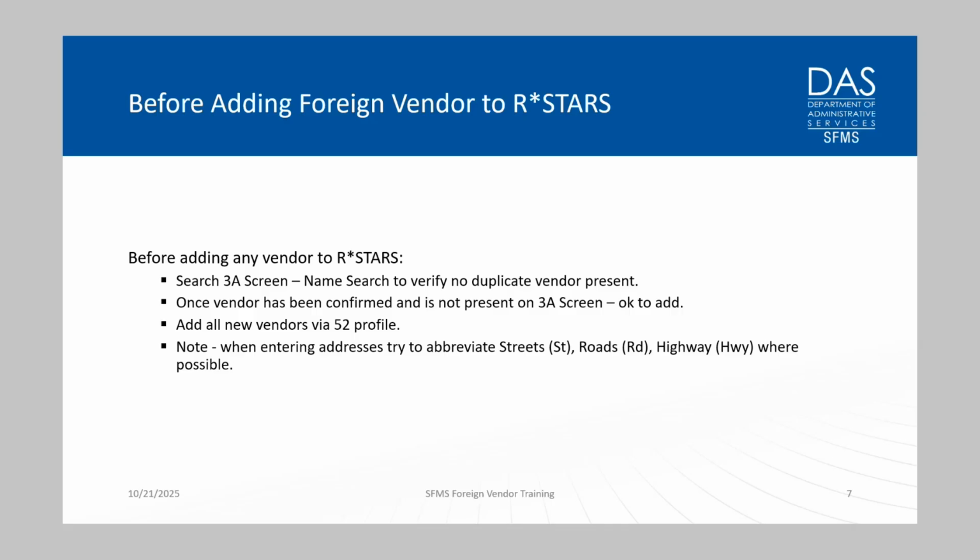And all new vendors are added via the 52 screen or profile. And note, when entering addresses, try to abbreviate streets to ST, roads to RD, highway to HWY, anywhere that's possible. If it's a good abbreviation, please use it. If you don't, we'll change it on our end, and we do when we're reviewing these when they're set up. But please help us help you, and do make those abbreviations if possible at the front end.